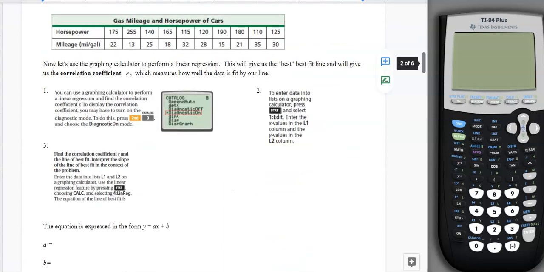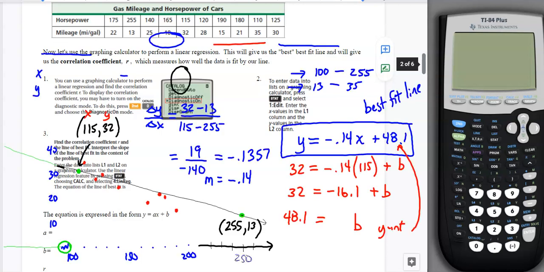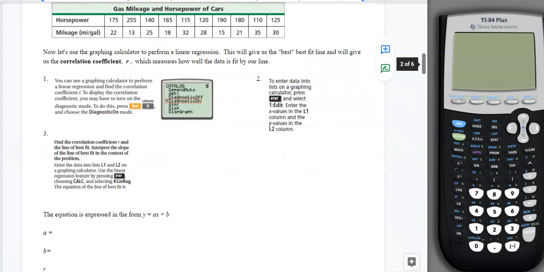And we have the same set of data, and it says now let's use the graphing calculator to perform our linear regression. This is going to give us the best fit line, meaning the calculator is going to use statistics to find the perfect line, and it's going to come up with what's called a correlation coefficient, this R value, and I'll talk more about this R value here in a minute. We're going to get an R value to tell us how tight is the data, how good of a fit, how close all the dots really are to the line.